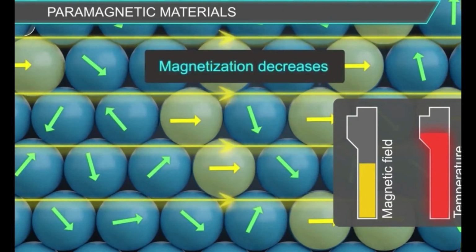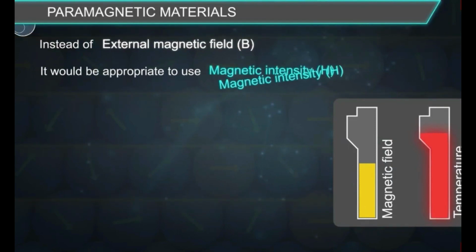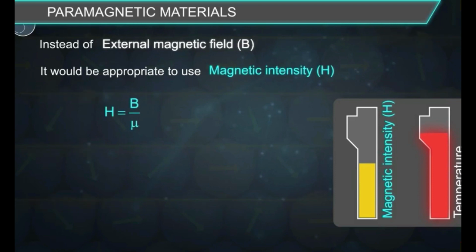The magnetization decreases. Now, instead of external magnetic field B, it would be appropriate to use the term magnetic intensity H, which is the actual source of magnetic field. It is given by H is equal to B by mu.